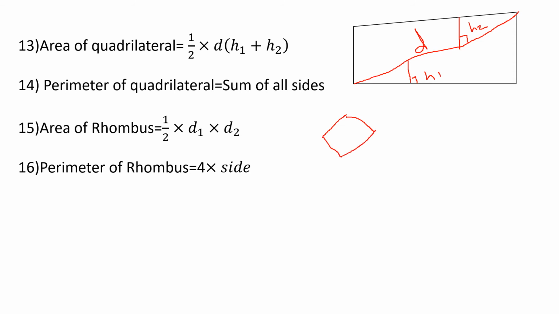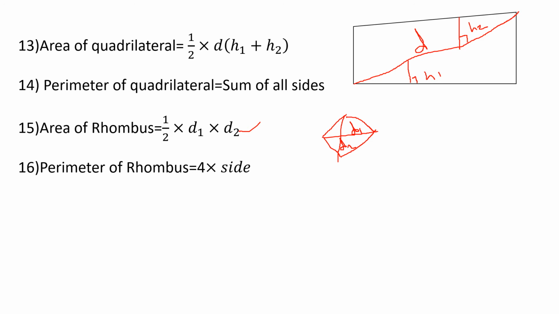Okay, this is a rhombus. This is one diagonal and this is another diagonal. So the area is half into d1 into d2, half into diagonal d1 into diagonal d2. So how will you find the area of a rhombus? You draw the diagonals. If the diagonals are given, then area is half into diagonal 1 into diagonal 2.